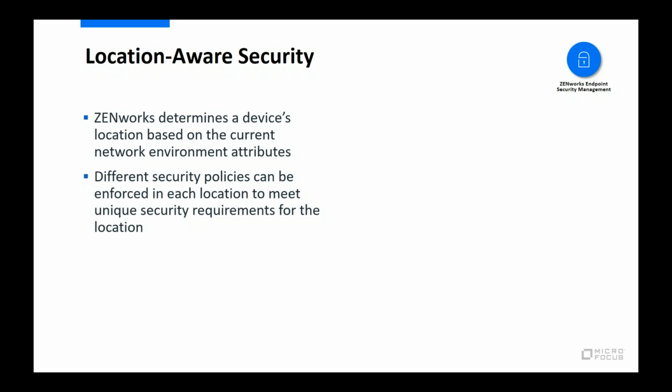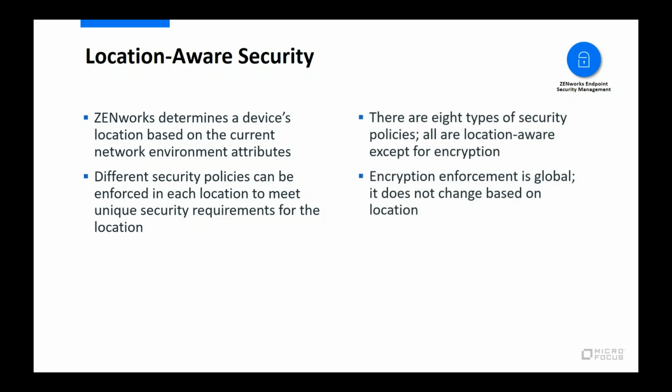Going back to our initial example, associating one set of security policies to the office location and another to the unknown location enables you to enforce a VPN connection at a hotel, but not in one of your offices. There are 8 types of security policies. All of the policies use locations with the exception of encryption. Encryption enforcement is global and is not affected by location.